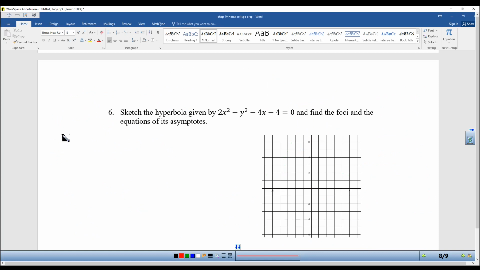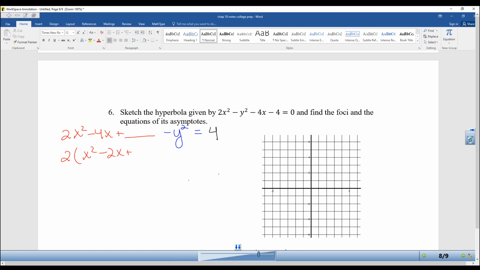Let's see. I'm going to put my x's together. 2x squared minus 4x plus blank. I'm going to put my y's together. Oh, there is no other y, so I don't have to complete that square. And I get a 4 on the other side. Remember that you need to factor out the 2. So now it's x squared minus 2x plus blank.